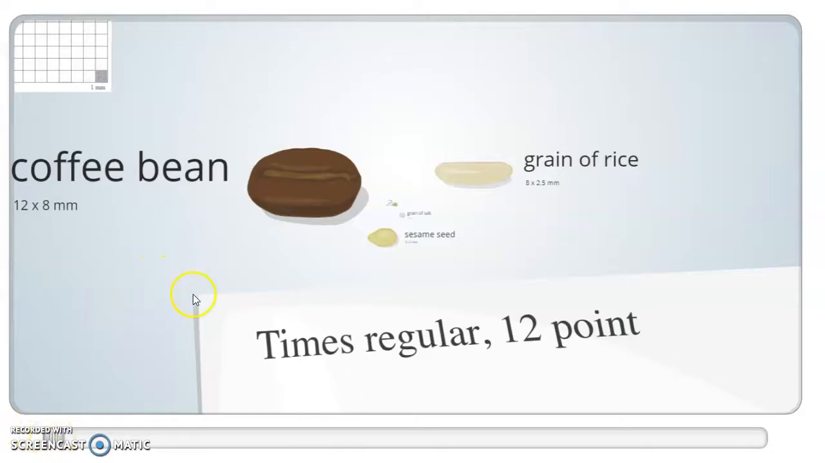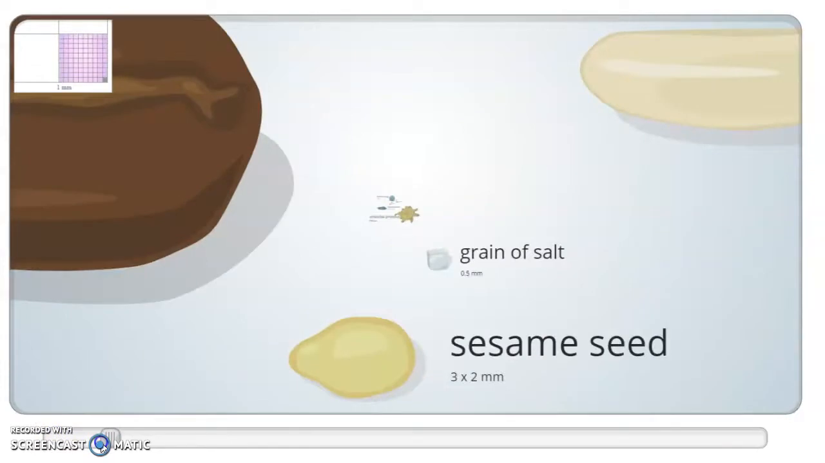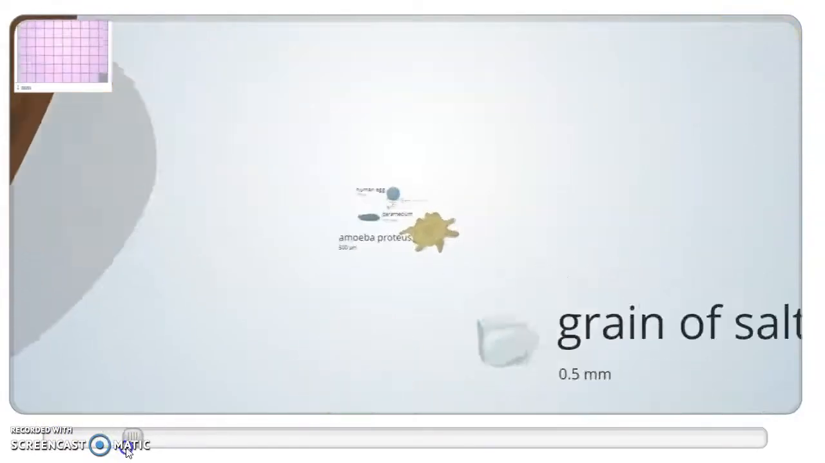So we have a coffee bean, we have Times New Roman font, a sesame seed, a grain of salt. Okay, and if you see the measurement here, this is in millimeters. And if you see the size relationship over here throughout while we move through this interactive, that'll give you even more ideas about the size relationships. So we'll zoom in more. So to that grain of salt, 0.5 millimeters.